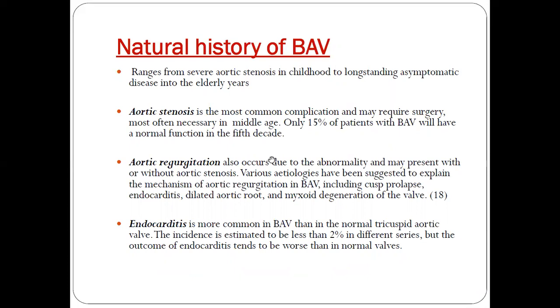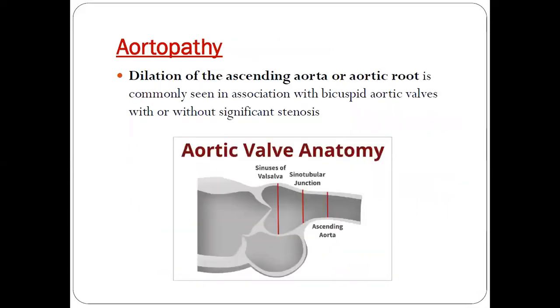Endocarditis is more common in bicuspid aortic valve than in normal tricuspid aortic valve. The incidence is estimated to be less than 2% in different series, but the outcome of endocarditis tends to be worse than in normal valves. And aortopathy, that is the dilatation of the ascending aorta or the aortic root, is commonly seen in association with bicuspid aortic valves with or without significant stenosis.